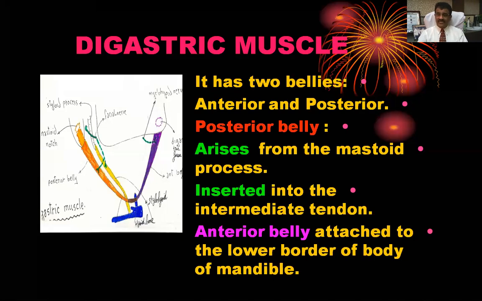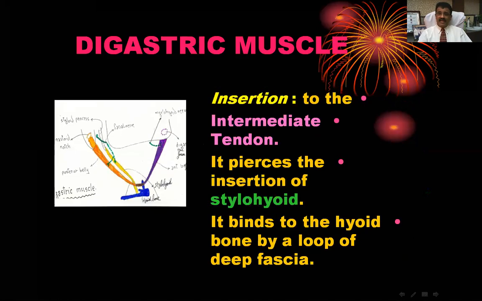The anterior belly is attached to the lower border of the mandible. So, mastoid process to mandible. You can see the ring here, mastoid process to the mandible. You can see that. And insertion to the intermediate tendon. Both the tendons get inserted with each other.